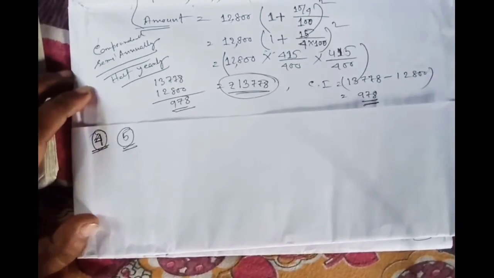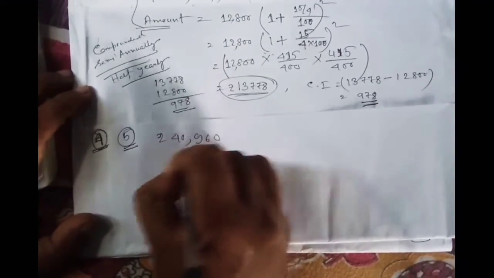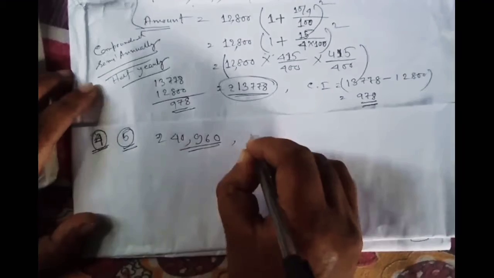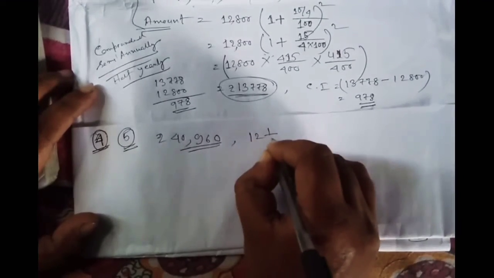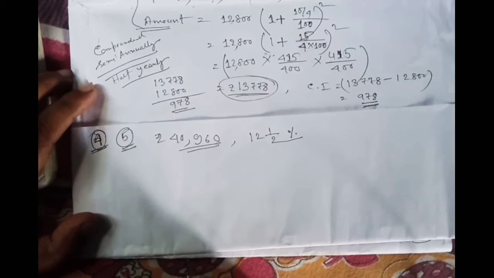Question number 5, what is given in question number 5? Swati borrowed rupees 40,960 from the bank, and the bank charges at a rate of 12.5% per annum, compounded half yearly. What amount will she pay after 1.5 years? So this is compounded half yearly.